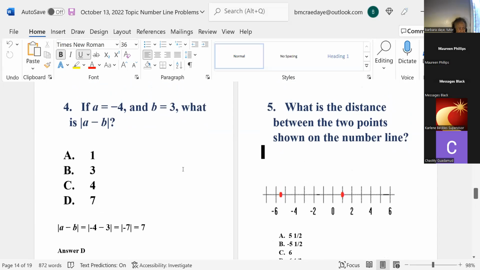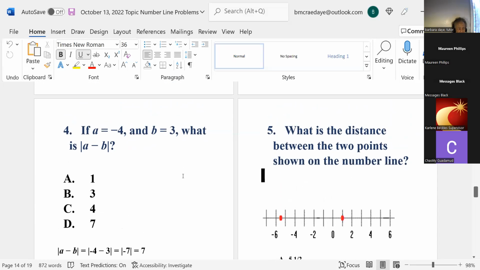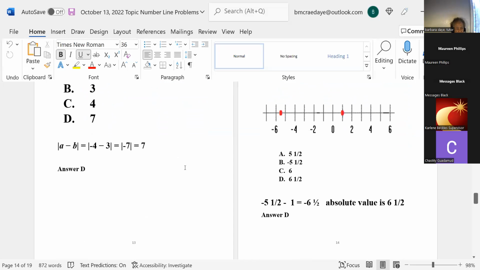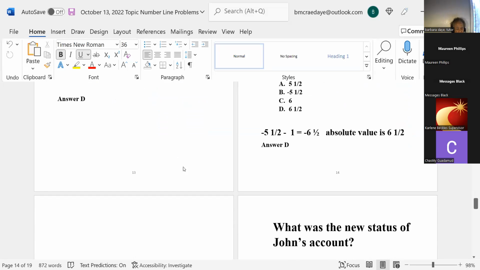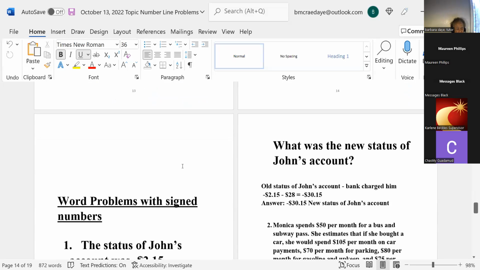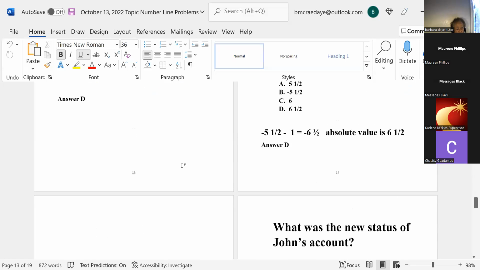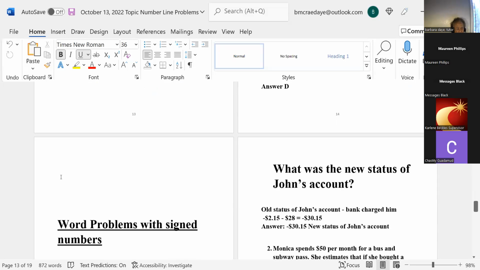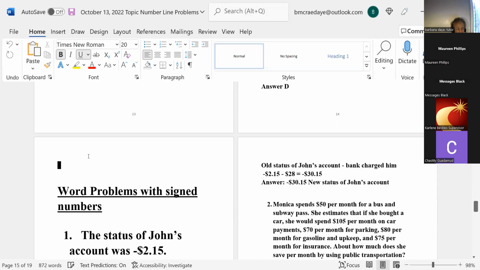Okay, so the last thing you see is number 4. If A equals -4 and B equals 3, what is the absolute value of A minus B? That's the last thing you see, right? Yes. Okay, well, I think you're going to have to catch up with the recording. I'm going to the word problems. I see, what is the new status of John's account? That's the first word problem. Oh, you don't see word problems with signed numbers?